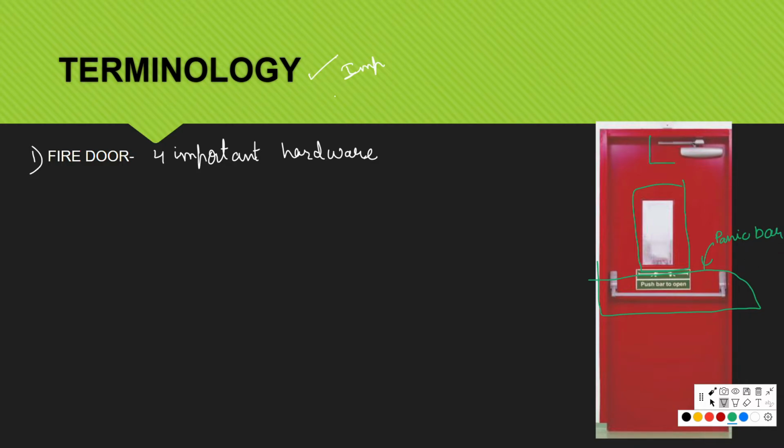And third is this hardware here. It's called the automatic spring closing mechanism, which opens and closes immediately and stops the flow and spread of fire to the other parts of the building.